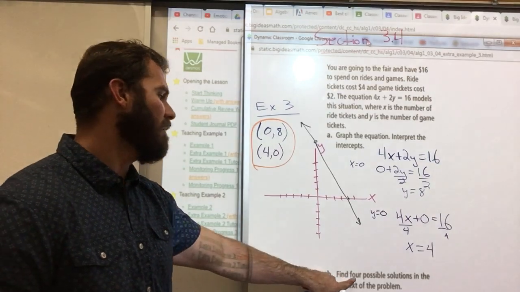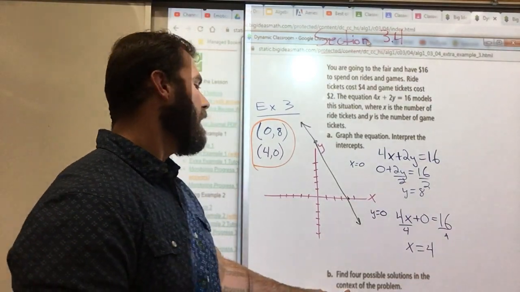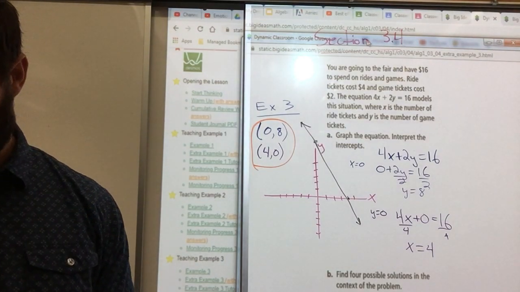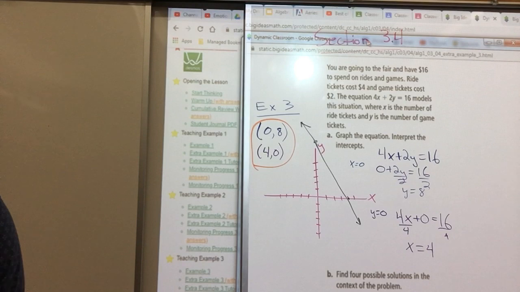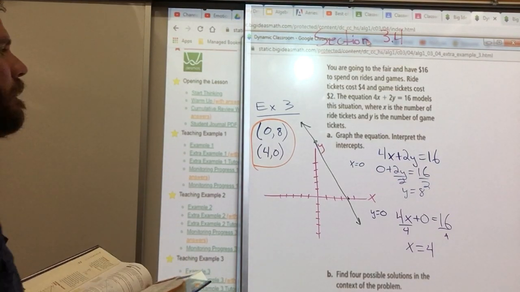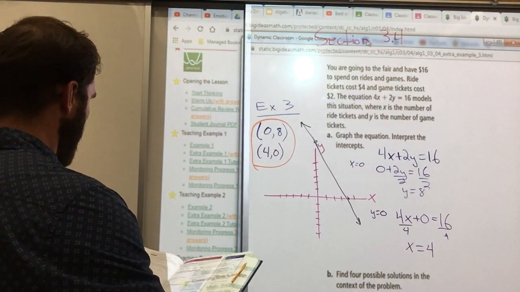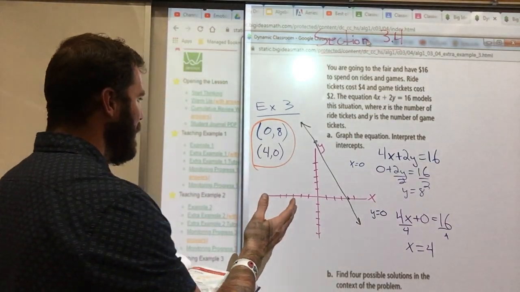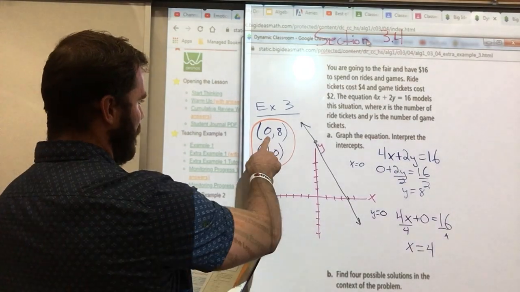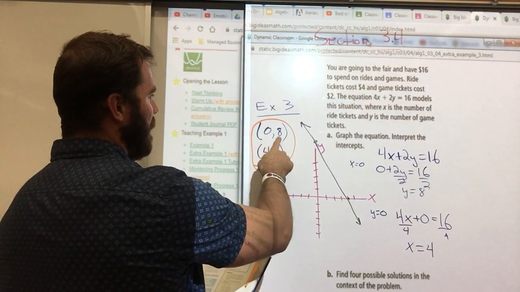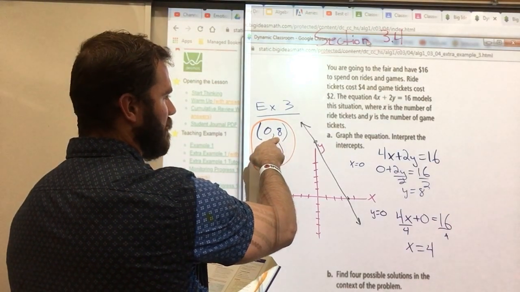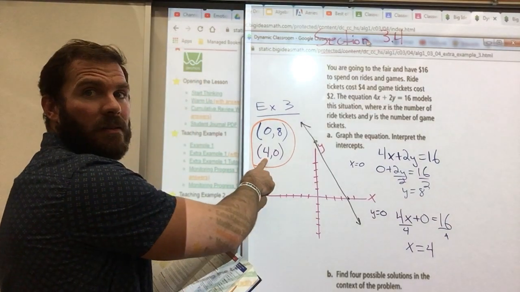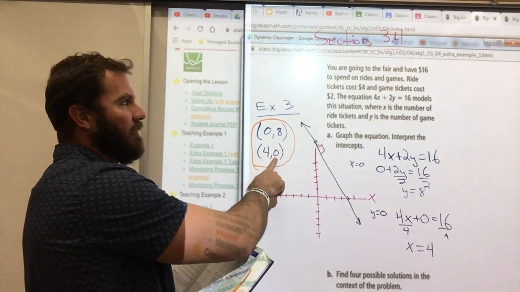Part B says find 4 possible solutions in the context of the problem. For example, if I take 0 rides, I can play 8 games. If I ride 4 rides, I don't get to play games because I won't have enough money.